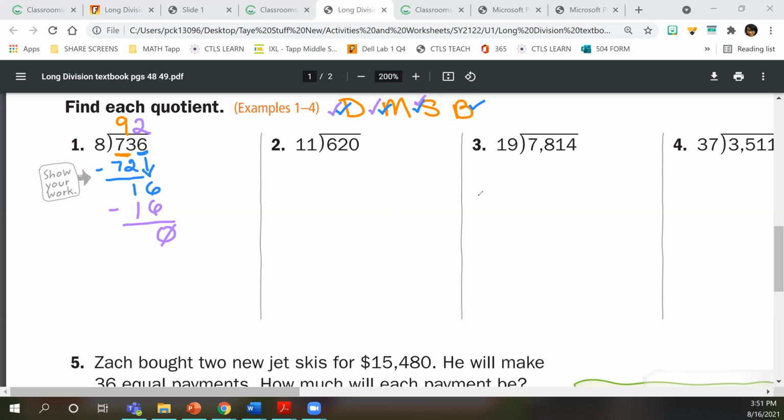Do I have any other numbers to bring down? No. So I am done. So what's my quotient, guys? 92 remainder 0. Yeah, so we don't even need to say the remainder 0. We can just say our answer is 92. You guys see that? Yes. All right.